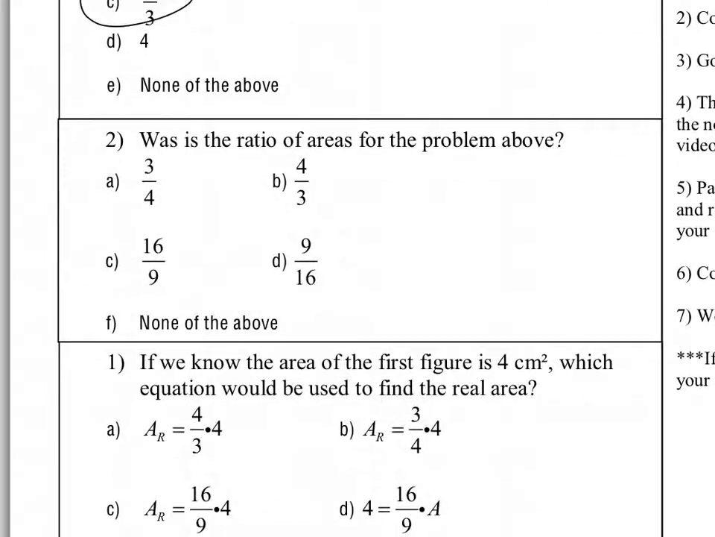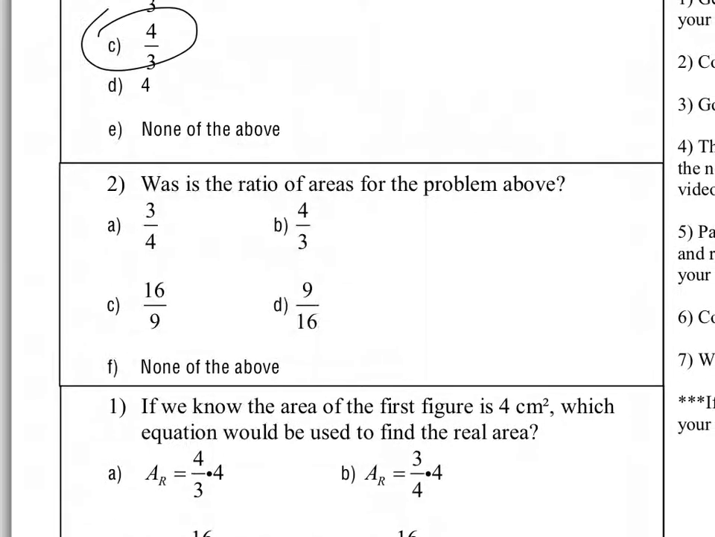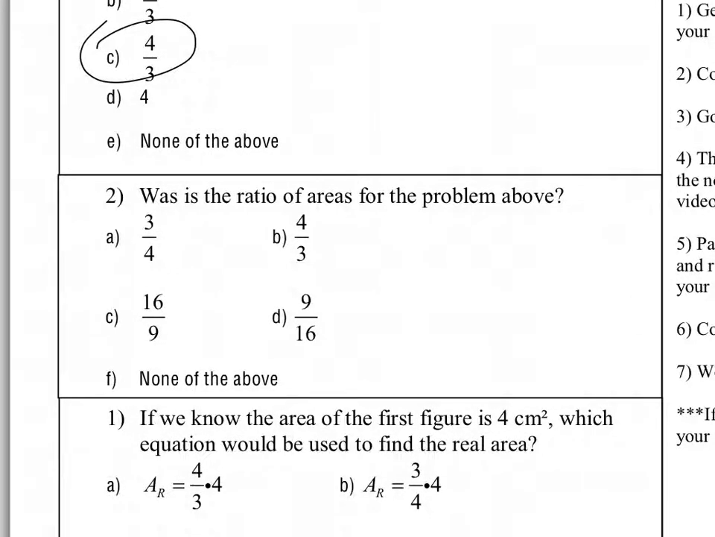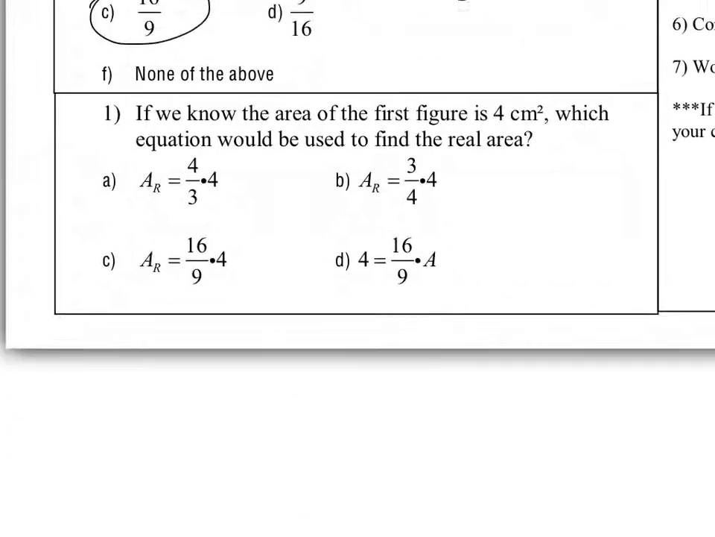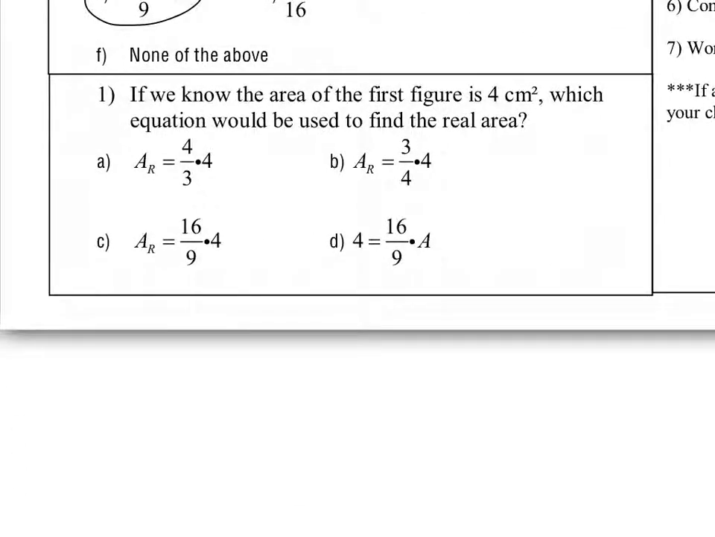Moving over here to the second problem, it says what is the ratio of the areas for the problem above? So we know the ratio of the areas is simply the scale ratio squared, or scale ratio times itself. So it tells us this would be 16 over 9. And finally, if we know the area of the first figure is 4 centimeters squared, which equation would be used to find the real area?